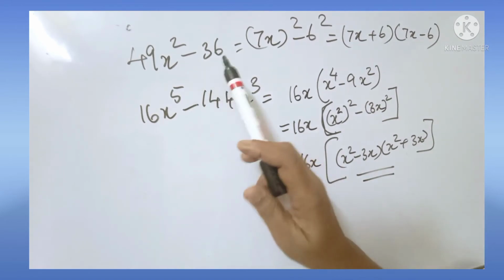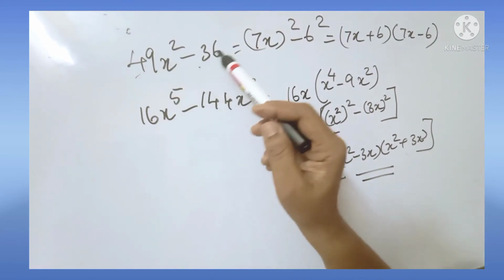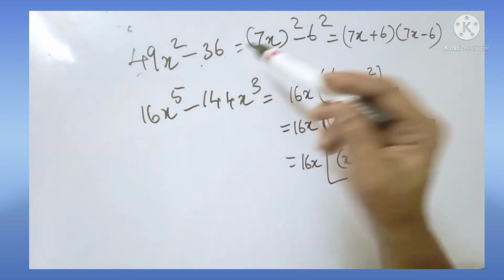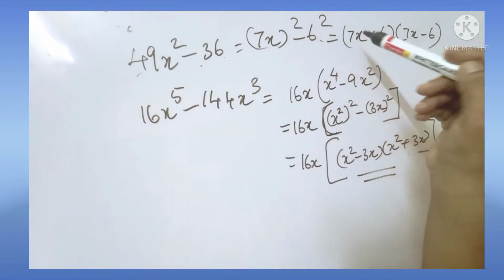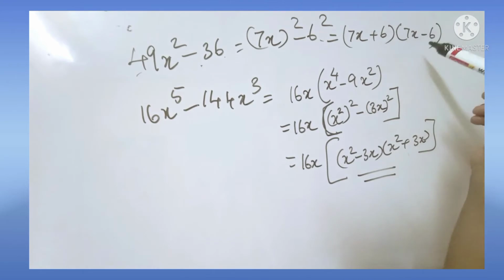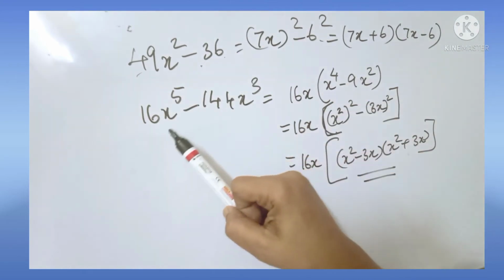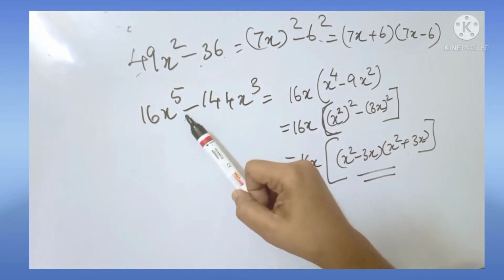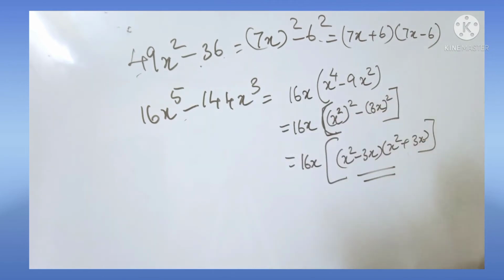Here the first one, 49x square minus 36. 49x square is 7x whole square minus 6 square. So it is 7x plus 6 into 7x minus 6. Then 16x raised to 5 minus 144x raised to 3.